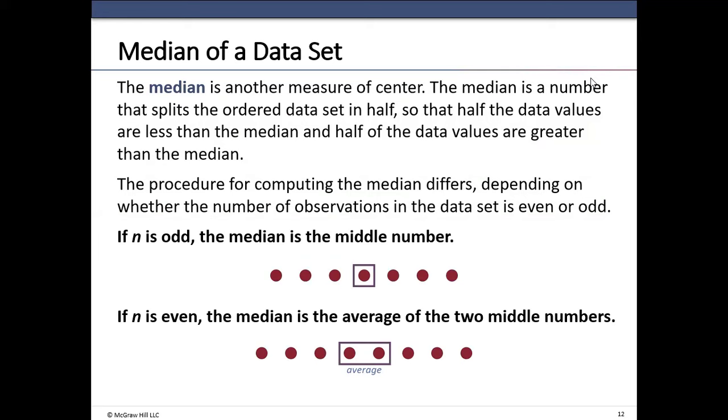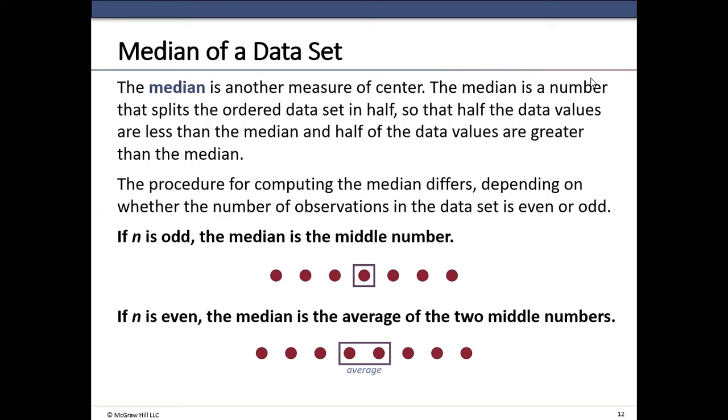The procedure for computing the median differs depending on whether the number of observations in the data set is even or odd. If the numbers are arranged from the lowest to the highest, and if, as in the first example, the sample size is 7, then the number in the middle, which is the fourth number, is the median. However, if the sample size is even, as in the second example where the sample size is 8, then the median is the average of the middle two numbers.